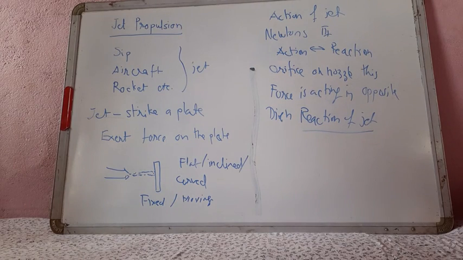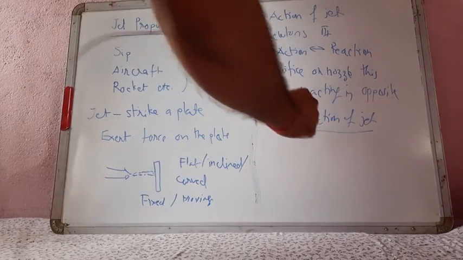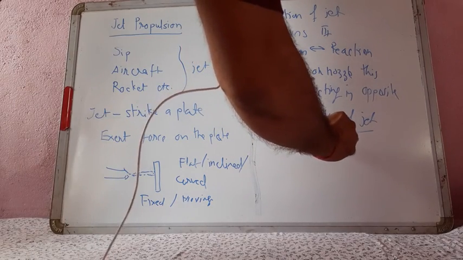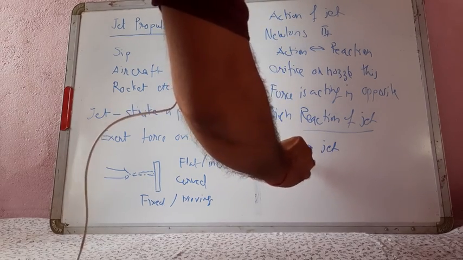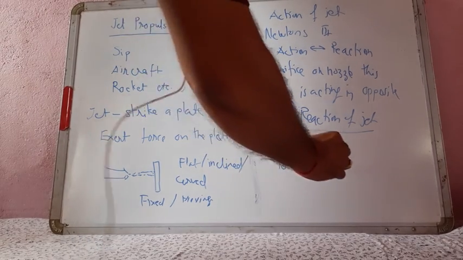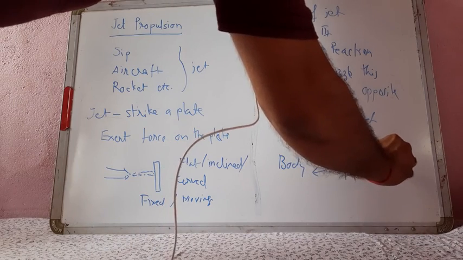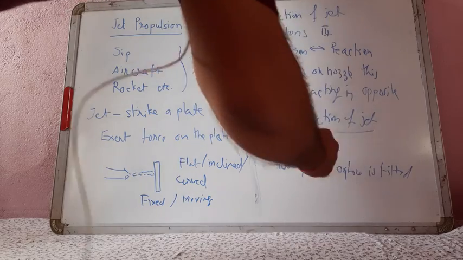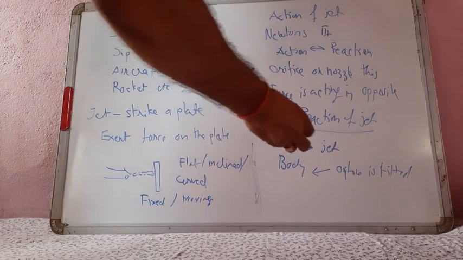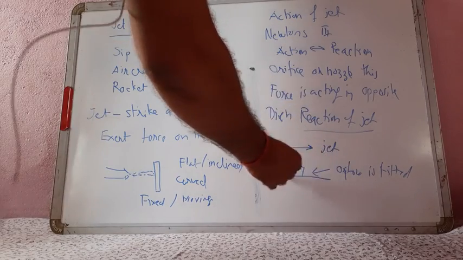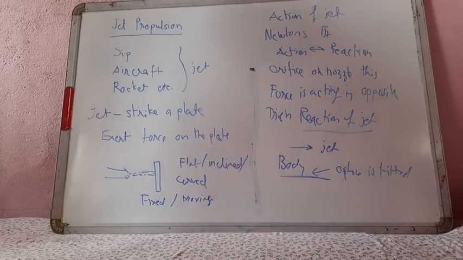If the body in which the orifice or nozzle is fitted is free to move, then the body starts moving in the direction opposite to the jet. If the direction of jet is this, then the body where the orifice is fitted will move in the opposite direction, in this direction.